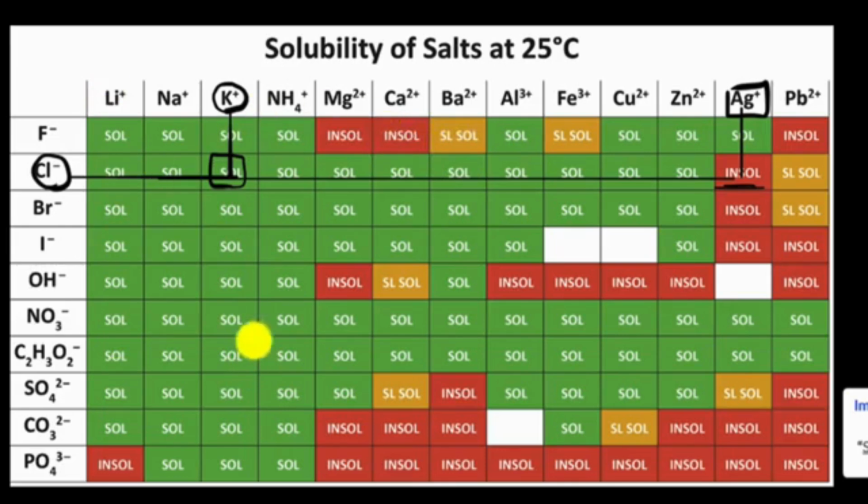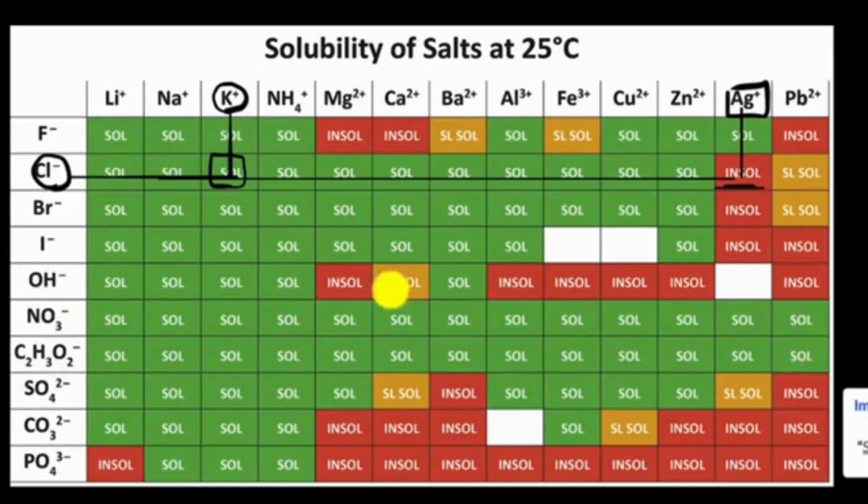And just by looking at this chart, you can see some trends. For example, you can see salts of lithium, sodium, potassium, and even ammonium, almost all are soluble. Of course, there are some exceptions, but they're all soluble. In contrast, salts of lead are almost insoluble. You can also see salts which have nitrate ions and acetate ions pretty much soluble.